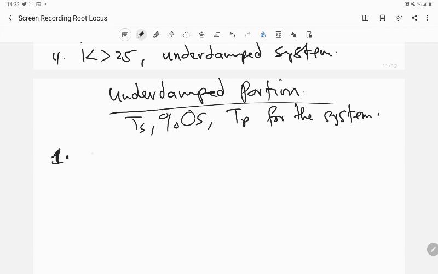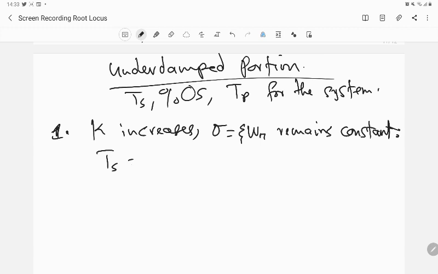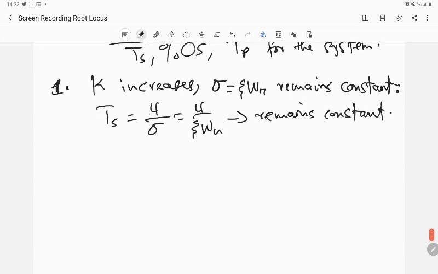First, we can say that as k increases, you will see that your sigma remains constant. And so what can you say then? It means that Ts equals 4 over sigma also remains constant. So as your k increases, for this particular system, as the gain increases, the settling time remains the same. Okay, so we are not going to in any way affect the settling time for the system.